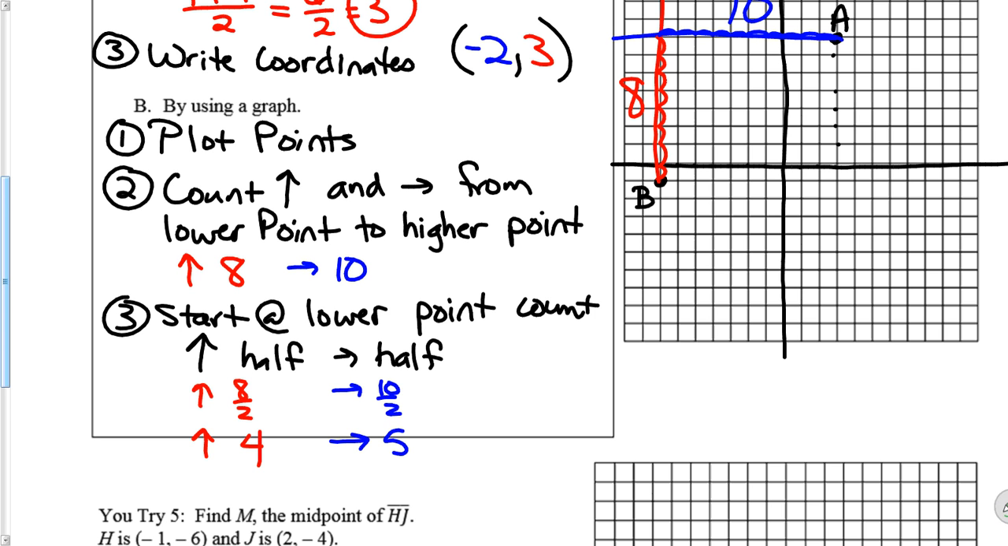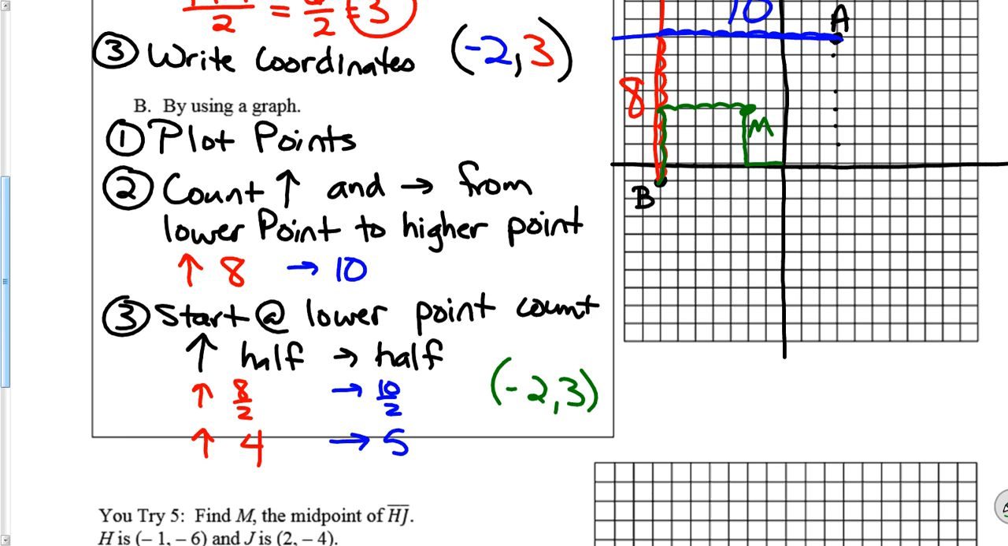So I'm going to start at my lower point. I'm going to count up 4. 1, 2, 3, 4, and then I'm going to count over 5. 1, 2, 3, 4, 5, and this should be my midpoint, and I need to write down my coordinates. So the coordinates are -2, comma 3.